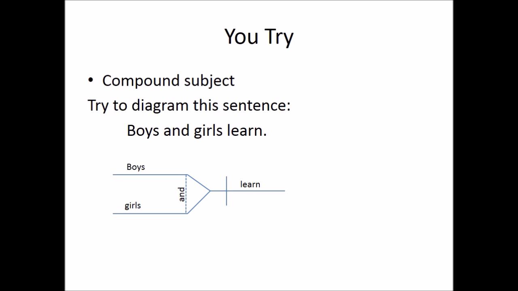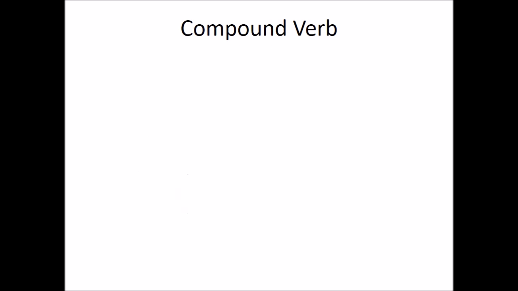Okay, so hopefully you did that okay. If not, you can again rewind, listen again. If it still doesn't make sense to you, please write down some questions to ask in class. We're going to move on now. Now we're going to talk about compound verbs. An example of a sentence with a compound verb would be frogs hop and jump.